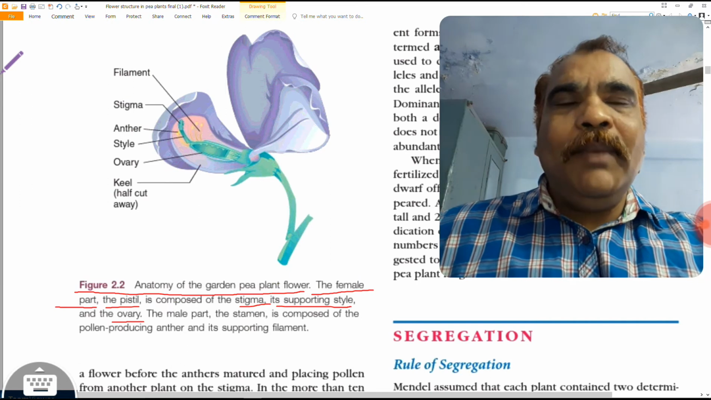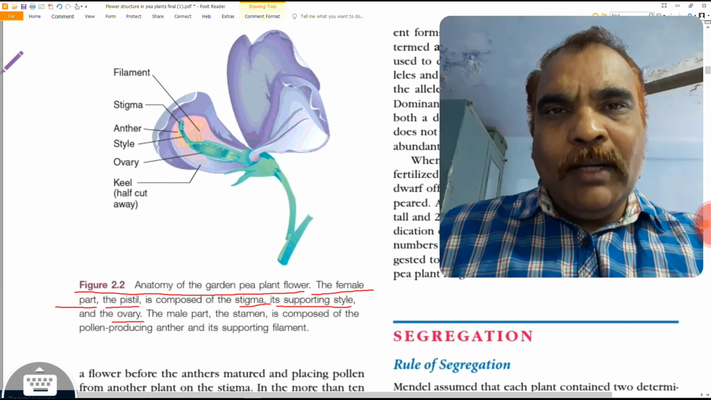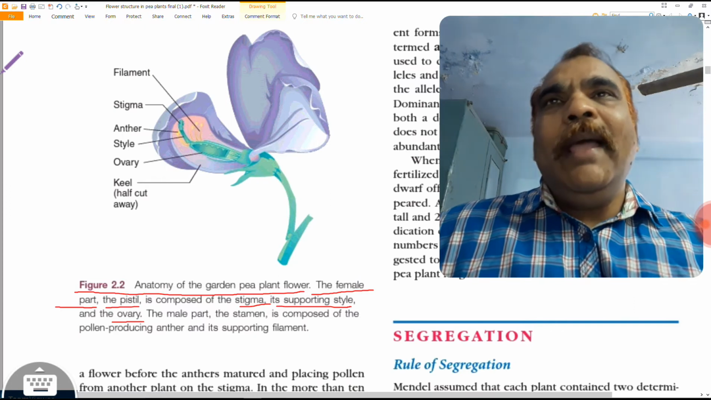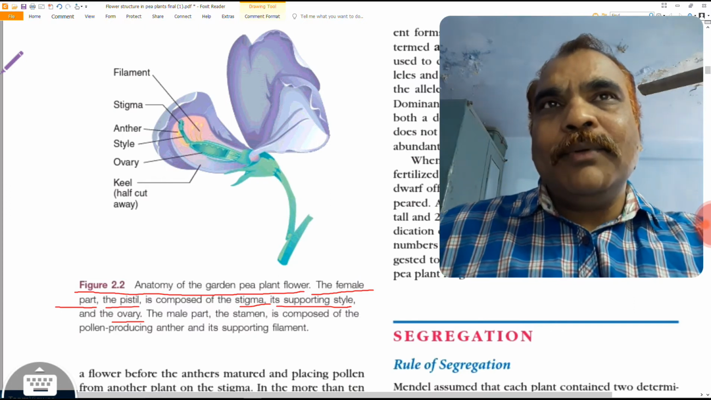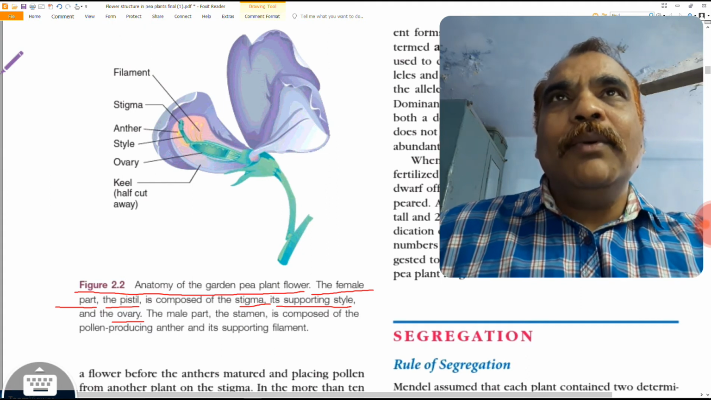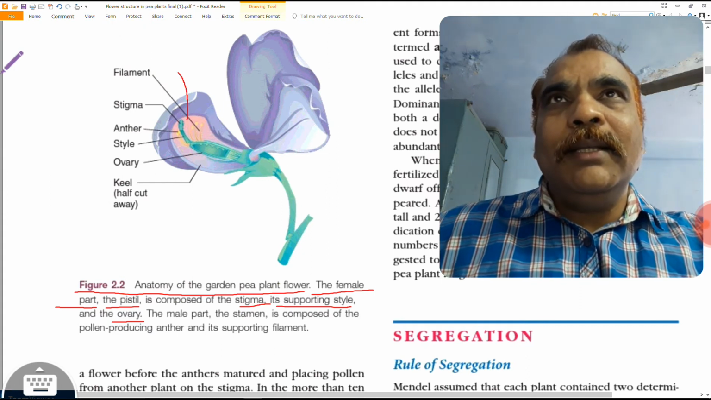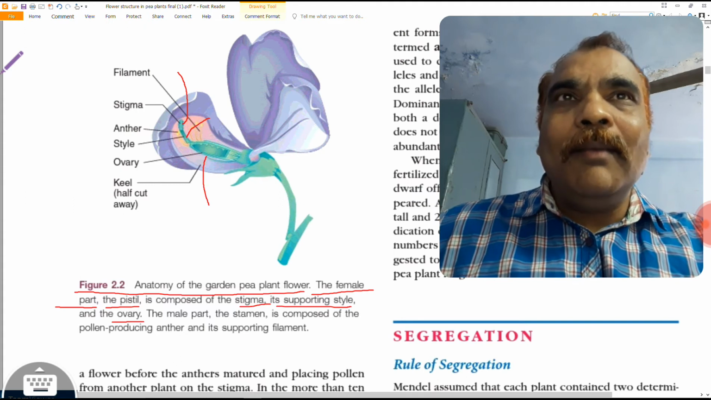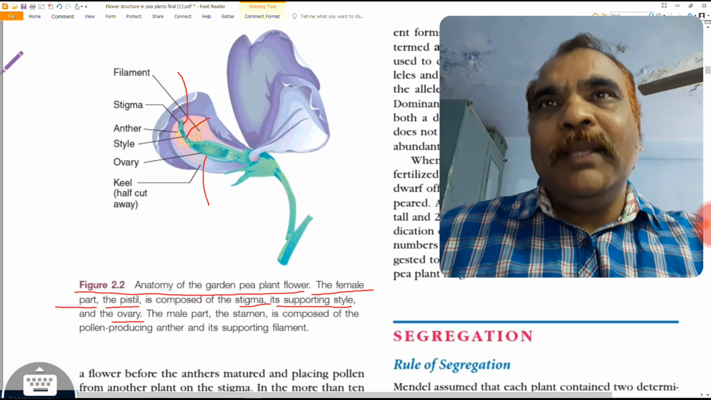So once again, the female reproductive organ is known as the pistil in the pea plant flower, and the pistil is composed of the stigma, supporting style, and the ovary. Here you can see, this one is the stigma. Then this is the style, and this one is the ovary. So these three parts compose the pistil.